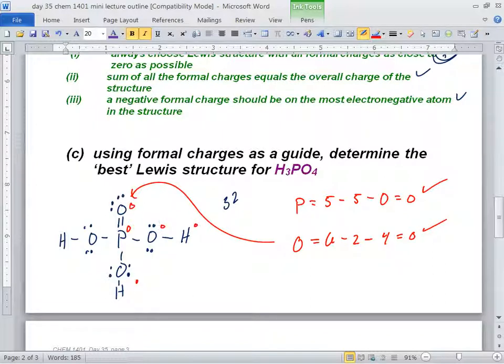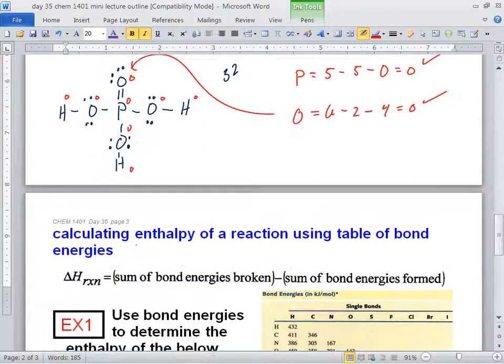So this is the best structure, right? That's the best structure for phosphoric acid. Okay. Use formal charges. Don't disregard CNOS and the octet rule, though, because that'll get you to the right structure the fastest. But as a last final check, you got to do formal charges.